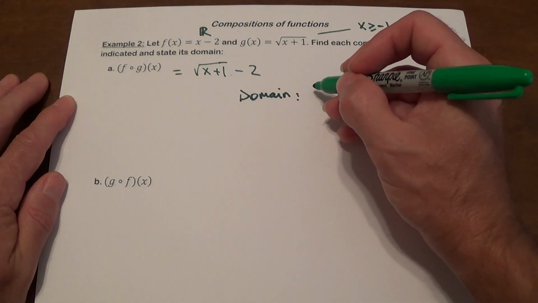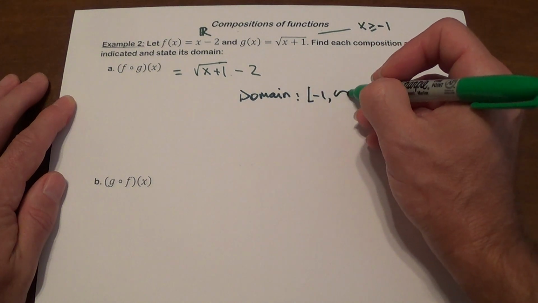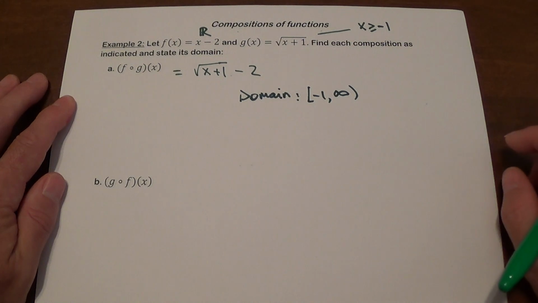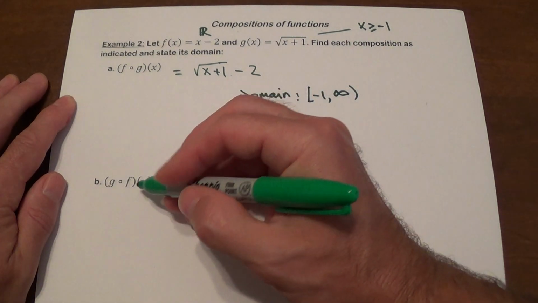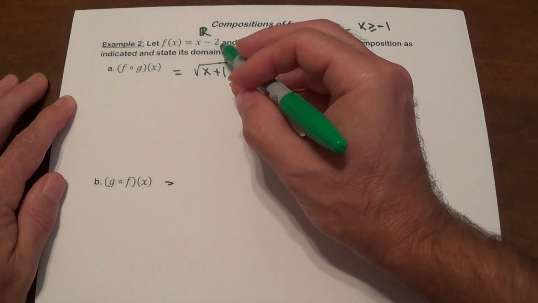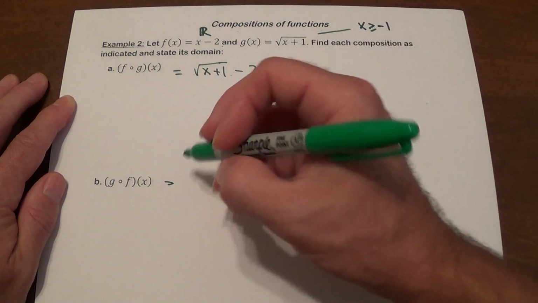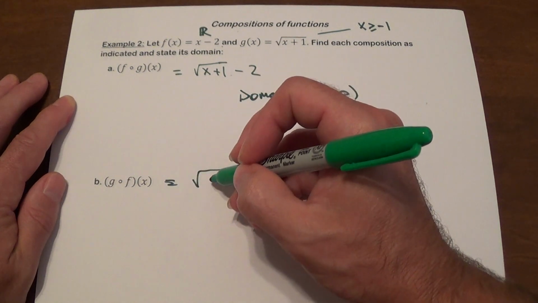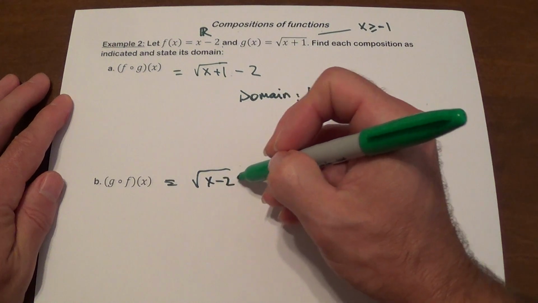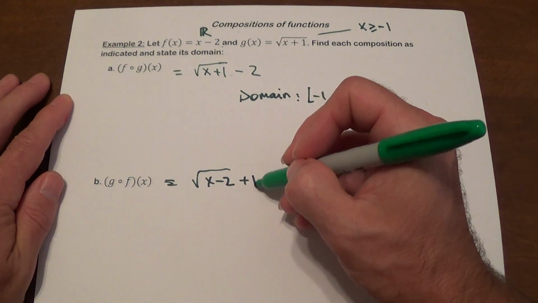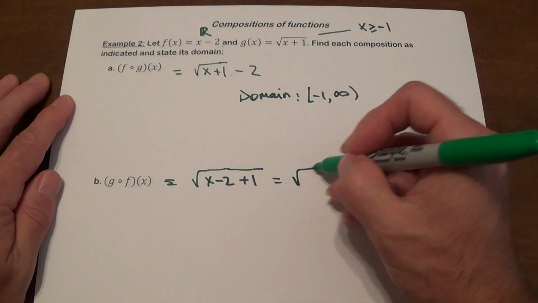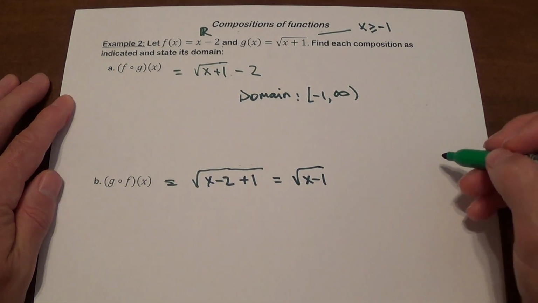So x has to be greater than or equal to -1, so from -1 to infinity. What about when we reverse this? Then you're going to substitute f of x inside of g. So x minus 2 is going to replace this x here. It's going to be square root of x minus 2 and then plus 1.